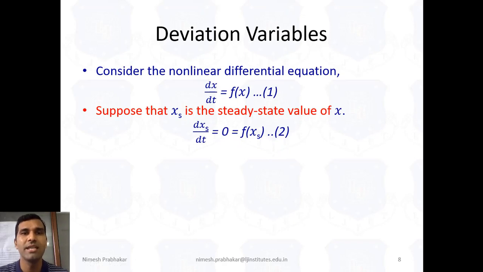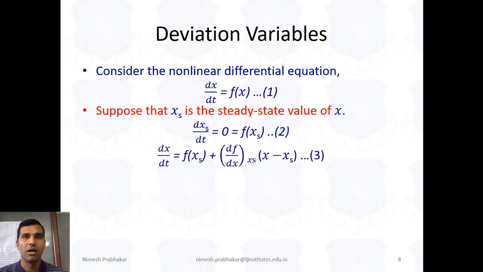dxs/dt = 0, because we know that at steady state the derivative is 0, because at that time the input equals the output. That means no accumulation or no variation. At that time the system is constant and the derivative of a constant is 0. So that's why we write the steady state equation dxs/dt = 0, and we have given the name f(xs).